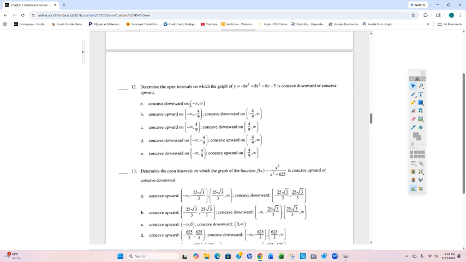Answer A, concave downward from negative infinity to positive infinity. B, concave upward on the interval negative infinity to negative 4/9, concave downward on the interval negative 4/9 to infinity. C, concave upward on the interval negative infinity to 4/9, concave downward on the interval 4/9 to infinity.